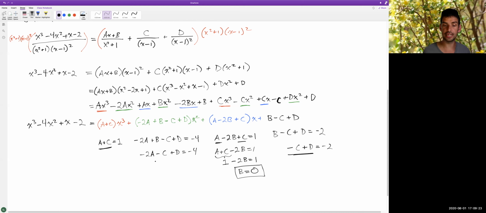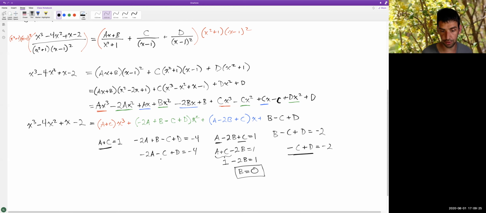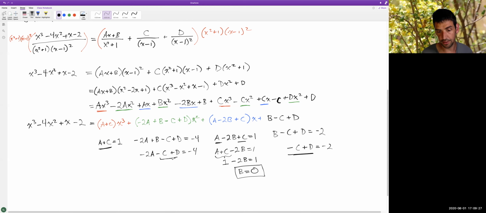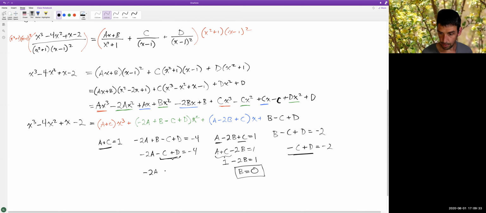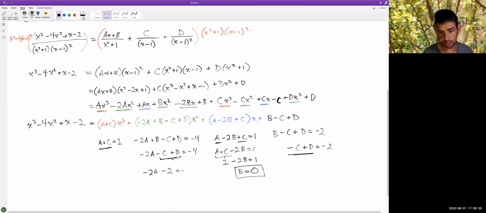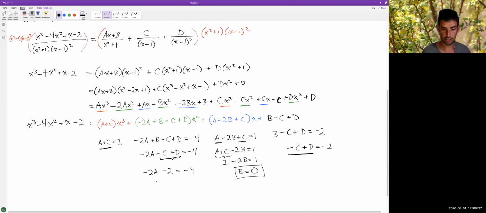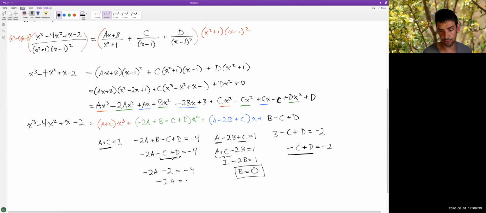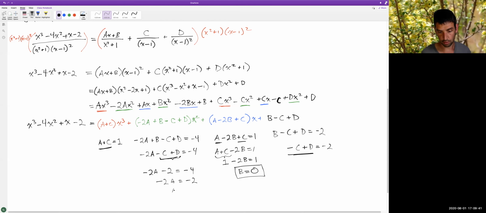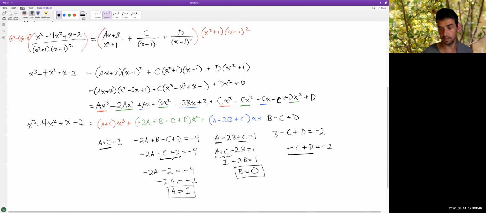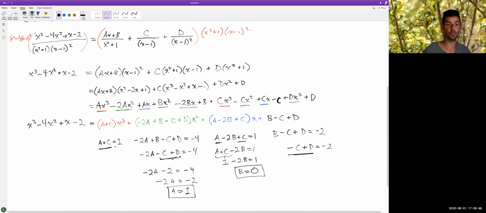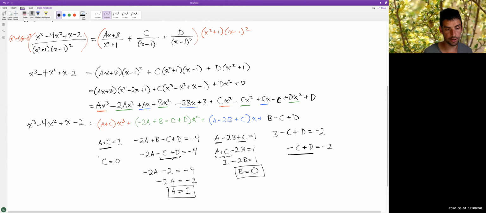Notice this negative c plus d equals negative 2. I can replace the negative c plus d. So I have negative 2a minus 2 equals negative 4. Negative 2a equals negative 2, or a equals 1. Okay. Well, if a equals 1, c must be equal to 0.